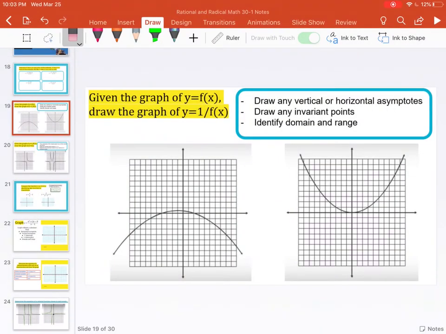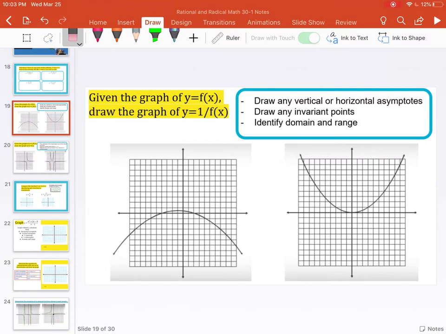Okay, so today we're going to look at creating equations for rational expressions. That's going to be mainly transformations. So you'll notice in your notes a few slides here. We're actually going to skip these. We're not going to worry about them.